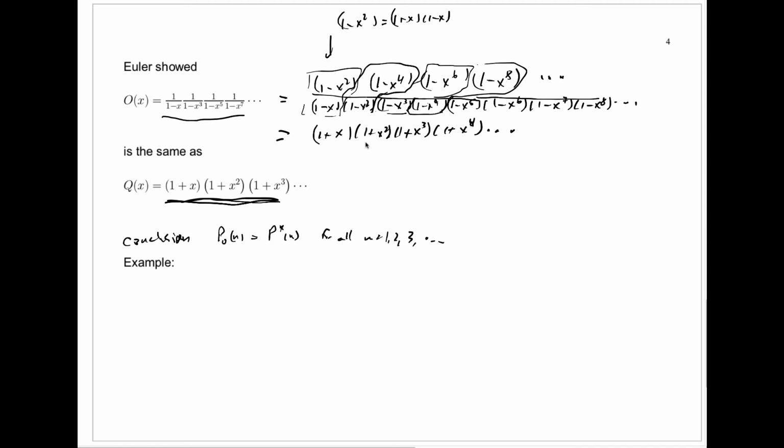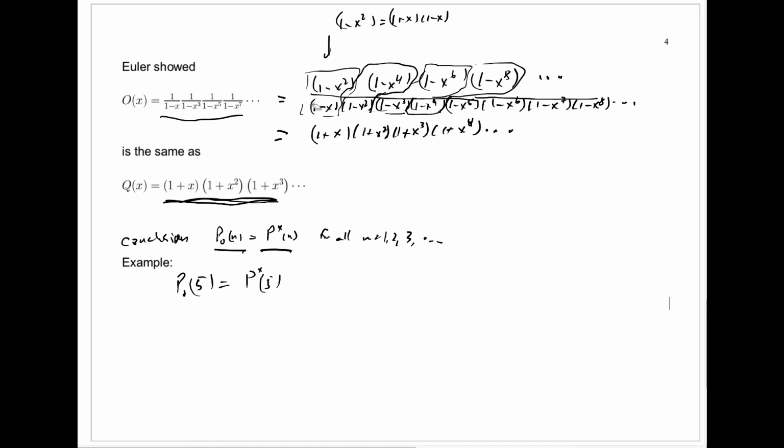Here we're not worrying about any convergence issues, just treating these as formal functions, and we get the exact same thing. The conclusion is a combinatorial conclusion, that p sub o of n is the same as p star of n for every n, because their generating functions are identical. We've already seen the one example that p sub o of 5 is the same as p star of 5. Let's look at another example. Let's compute p sub o of 6.